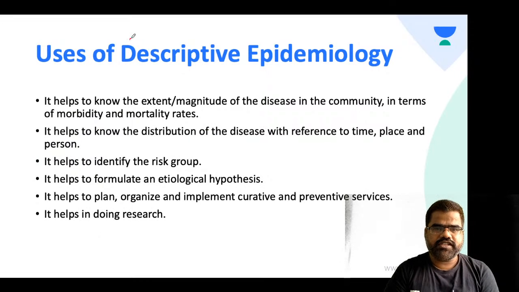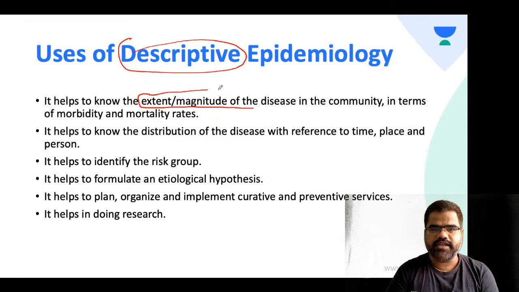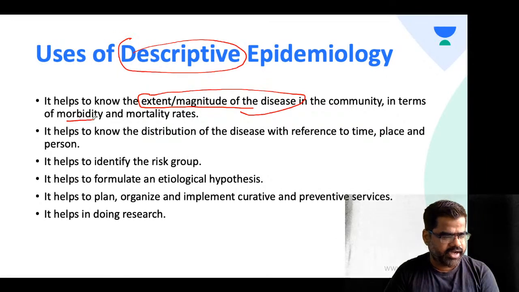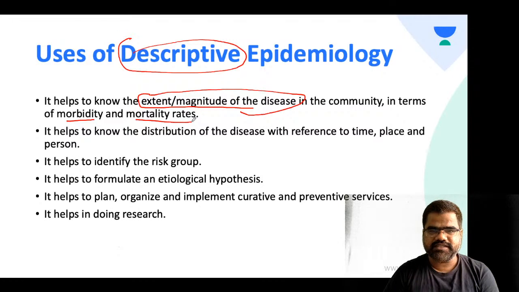Now, if I see descriptive epidemiology, what does it help us with? First, the magnitude of the disease. Please remember this line. It helps us to understand the magnitude of the disease, in terms of anything. If I ask you about COVID, how many cases of COVID? You say, in India more than 90 lakh cases are there and deaths are more than 1 lakh. So you are expressing the disease in terms of morbidity and mortality, right? So this has been done.